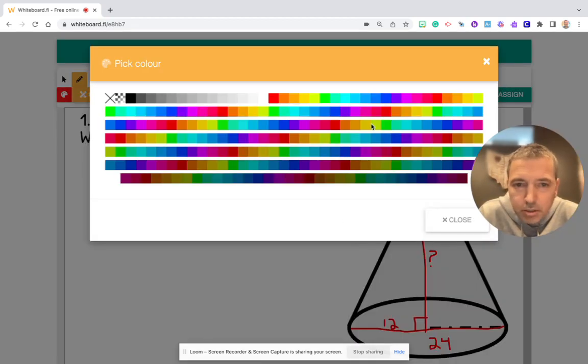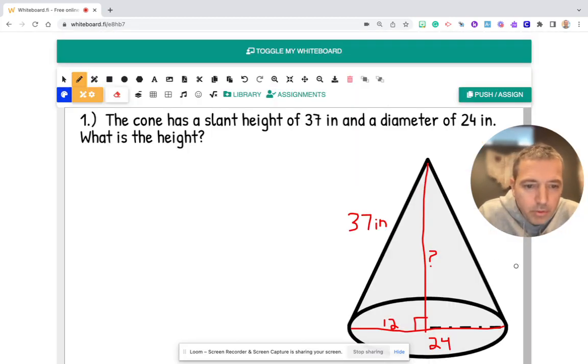Okay, let me change the color. Well, now I want to label my right triangle. So side C is the one across from the right angle, right? So the side C is going to be 37 on this one. And A and B, they don't matter. So I'm going to label A as 12, and I'm going to be missing B. So once I got everything labeled, now I want to set up my equation and plug in, right?